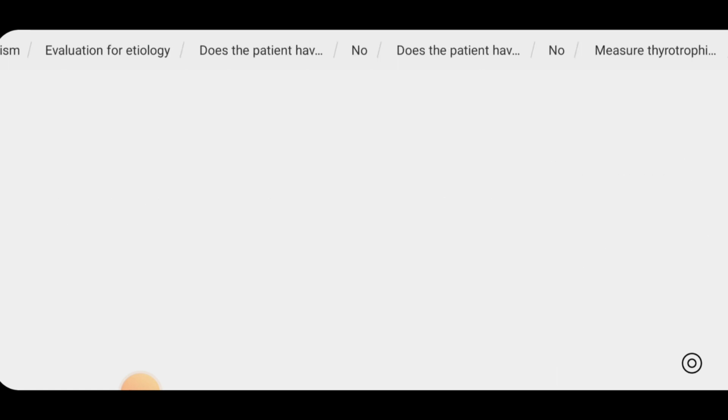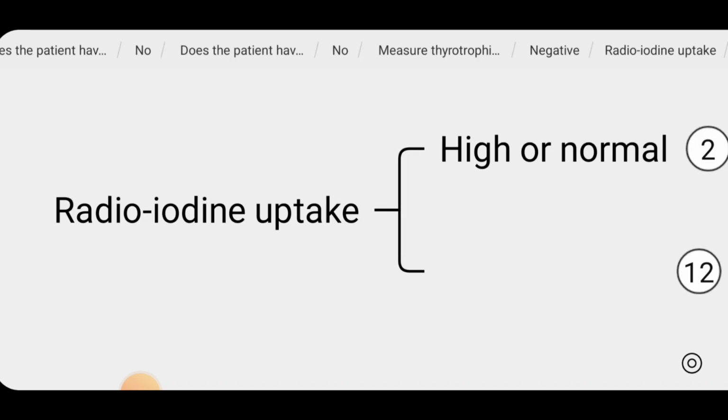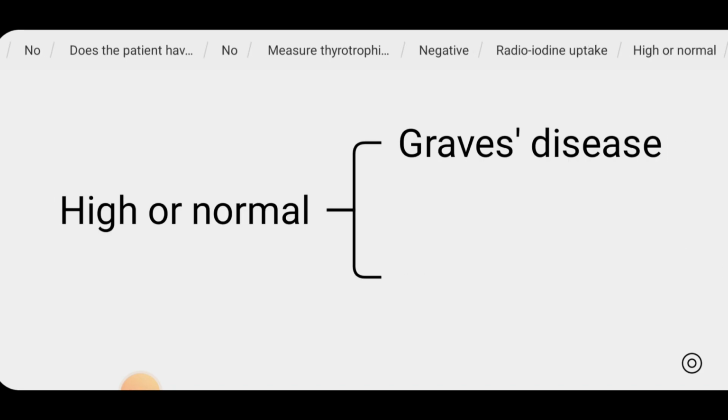If those antibodies are negative, then the diagnosis can be decided based on a radioiodine uptake scan. So in those patients without ophthalmopathy and also without any diffusely enlarged thyroid gland and also do not have a nodular goiter as well, then we can do a radioiodine uptake scan because they are having hyperthyroidism. In the radioiodine uptake scan, if the uptake is high or normal, then the diagnosis may be Graves' disease, although the antibodies are negative.